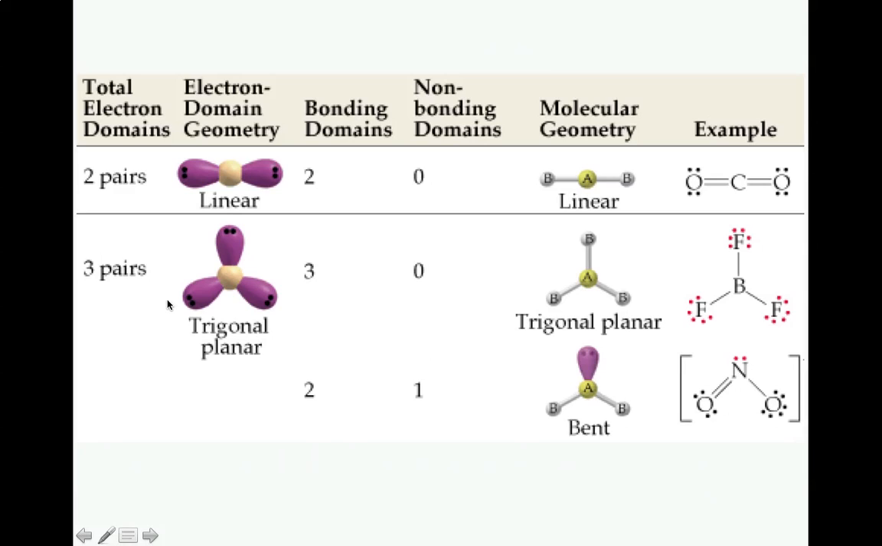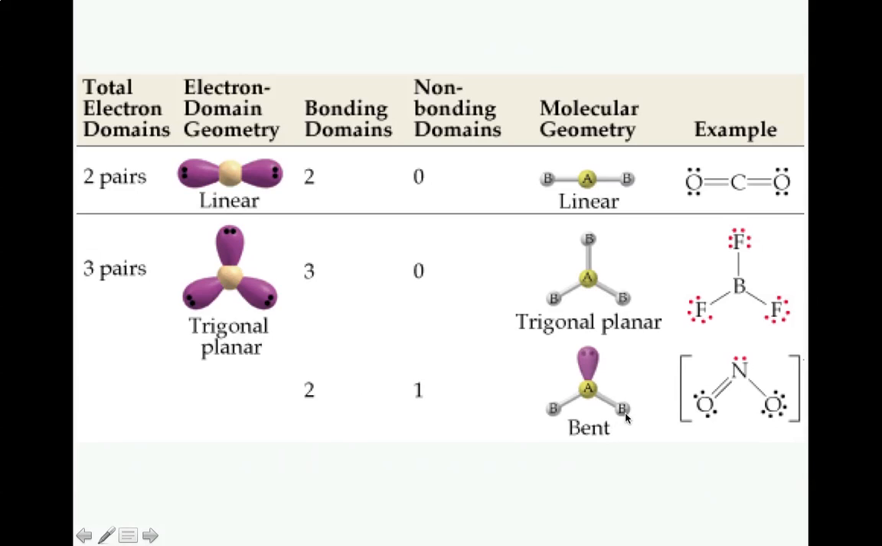I could have 3 electron clouds, or 3 electron domains, but only 2 of them be bonded. An example of that would be nitrogen dioxide, where I have an electron cloud that's a double bond, an electron cloud that's an unbonded pair, and an electron cloud that's a single bond. So I've got 3 electron clouds, but only 2 of them are bonded. And then I get a bent shape.